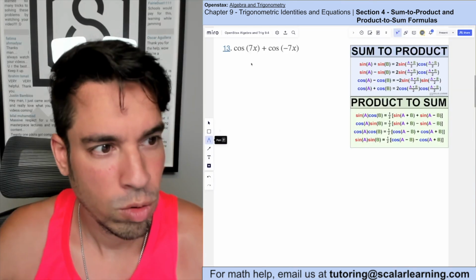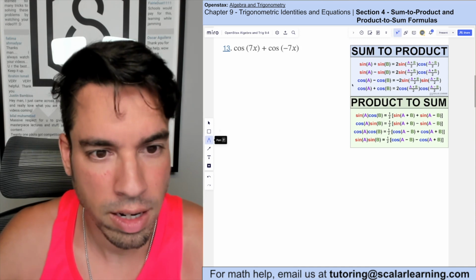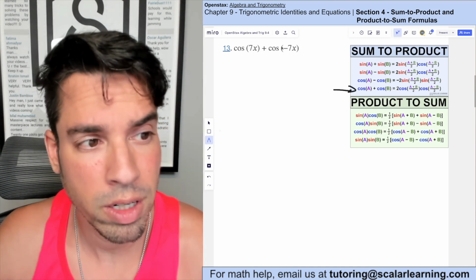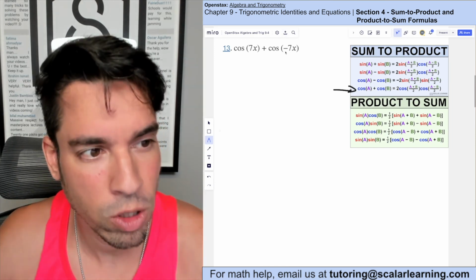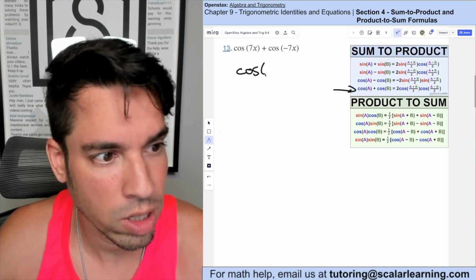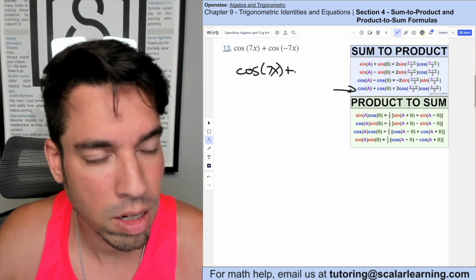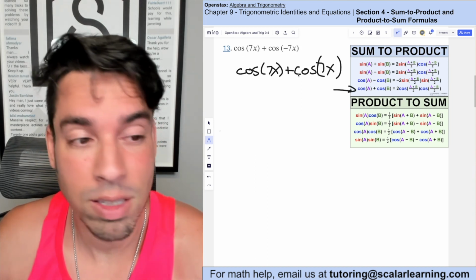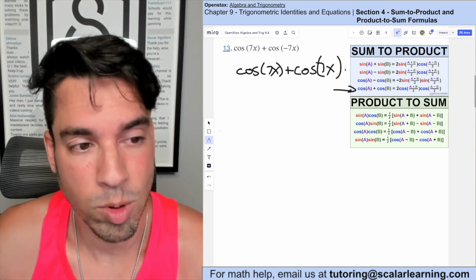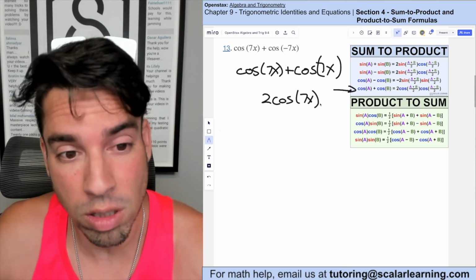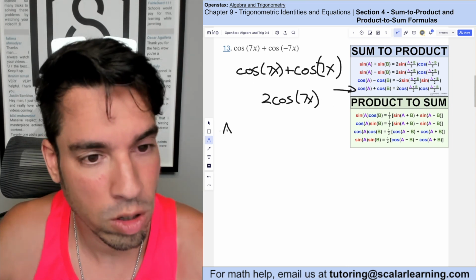Done. So for this one, we got cosine plus cosine, and I see that right here, so that's what we're going to use. By the way, I'm going to use the property of cosine such that it's an even function, that cosine of negative x is cosine of x. So this is the same as just cosine of 7x plus cosine of 7x. Now what's interesting with this is you don't even need the sum to product rule, it just becomes 2 cosine 7x, right? That's logical. But let's go through the process and I'll show you how that works as well using these formulas.